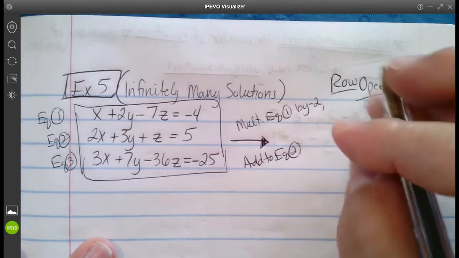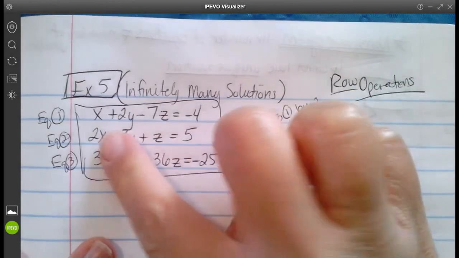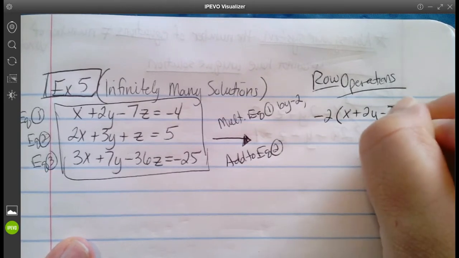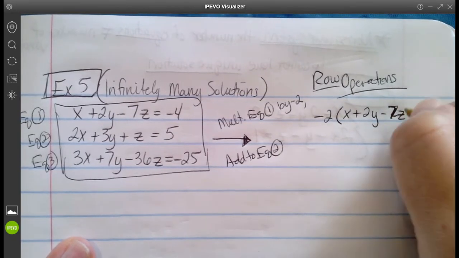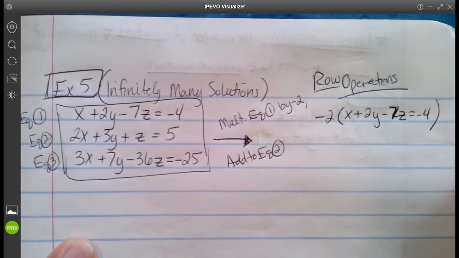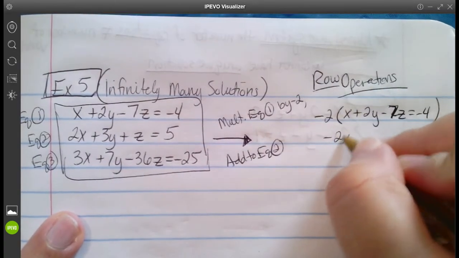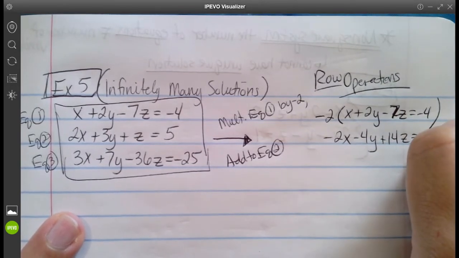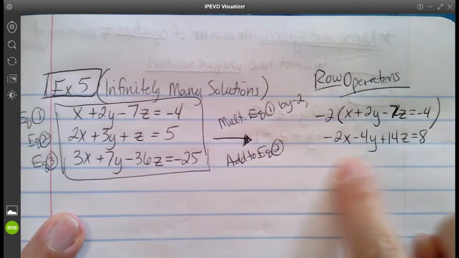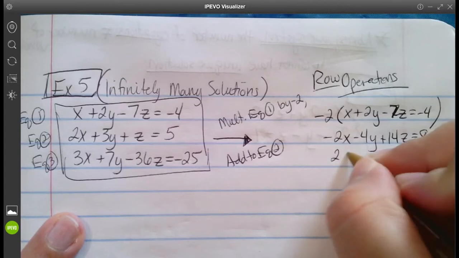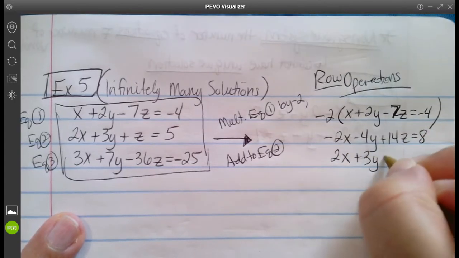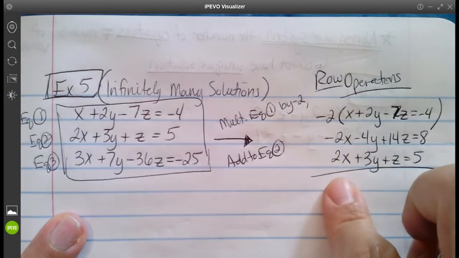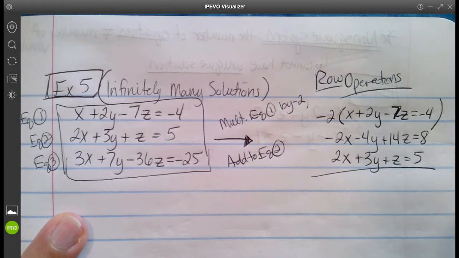All right, so let's do that first. Negative 2 times equation 1: negative 2 times x plus 2y minus 7z equals negative 4 gives us negative 2x minus 4y plus 14z equals 8. This is what I'm going to add to equation 2. So let's bring over equation 2 and add it up. You want to make sure you write the right numbers, because if you add a random number here, it's going to mess things up.